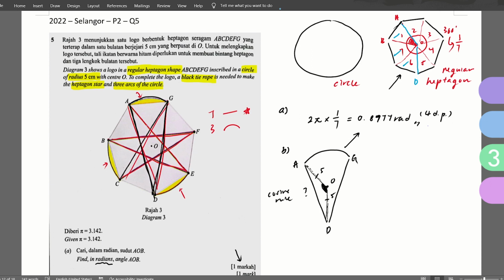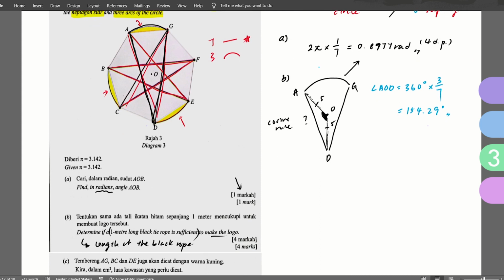So this one would be, from all the angles of the heptagon areas, we multiply 3 divided by 7. And with this angle, we are able to find the length AD using cosine rule. So this is for the straight lines.